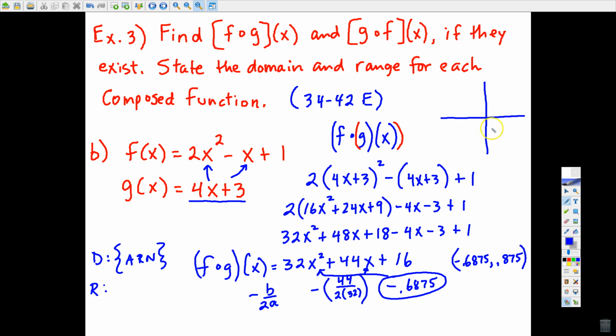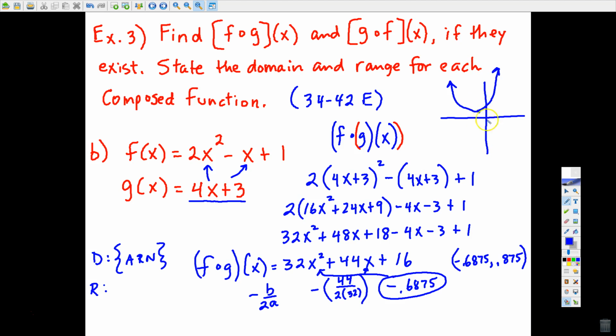So in other words, if this were a parabola, I'll just do a little rough sketch. This is a parabola that opens up. Let's just say that this is negative 0.6, just slightly to the left, and this is positive 0.8. We'll just rough sketch it. Well, the range is all the numbers that are greater than this y-coordinate.